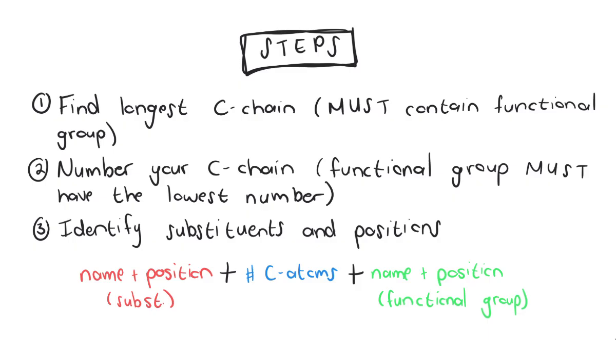And the most common mistake that kids make is numbering from the wrong side. So if you just remember to get your functional group the lowest possible number, then you'll be fine. So let's look at a couple of examples.